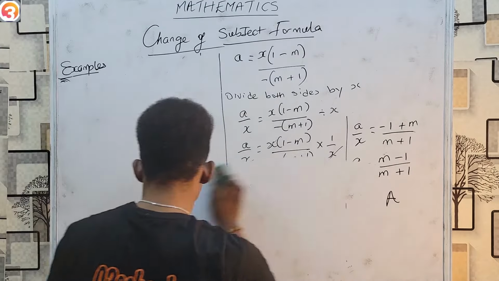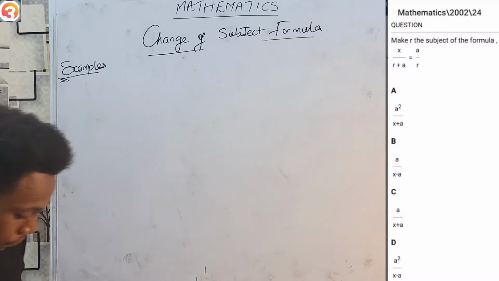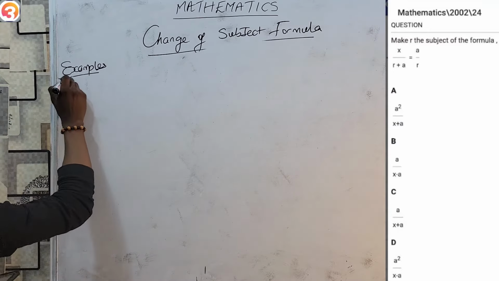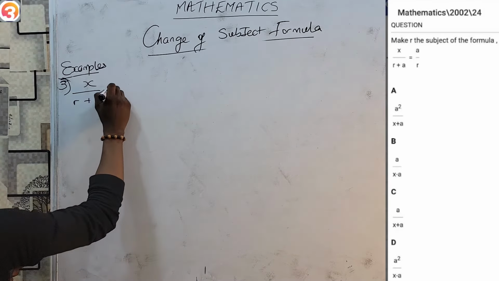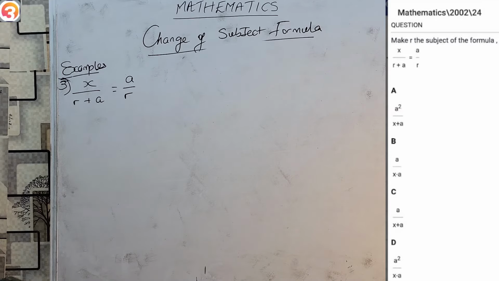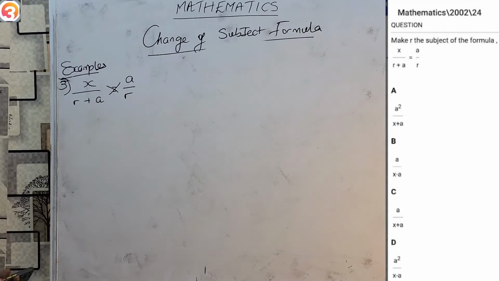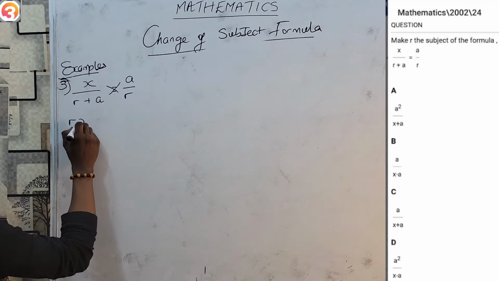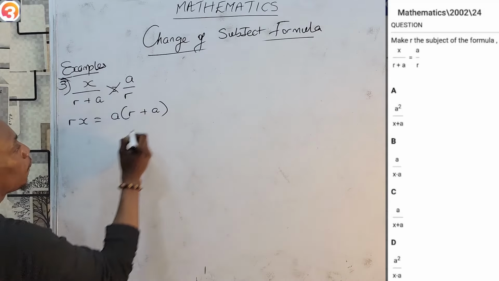This time from 2002, and the question is number 24. We're told to make r the subject of formula in this case, and the formula is x over r plus a equals a over r. Now this one is really simple. First off, I must cross multiply. It's literally what we always do once there's a fraction. We have to make it linear. So x times r is going to be rx equals a times r plus a.